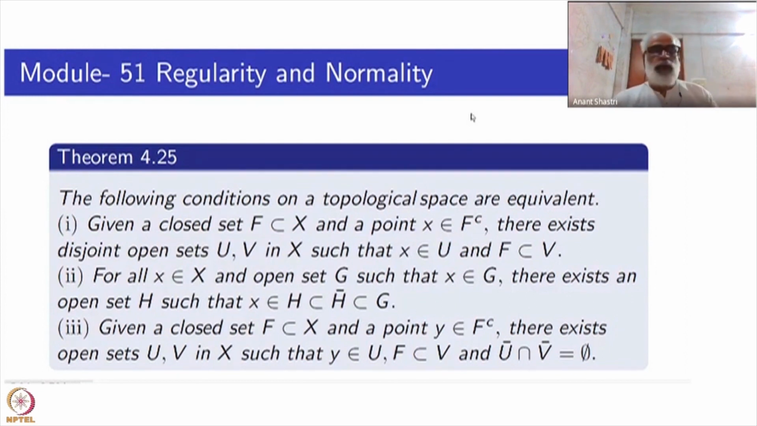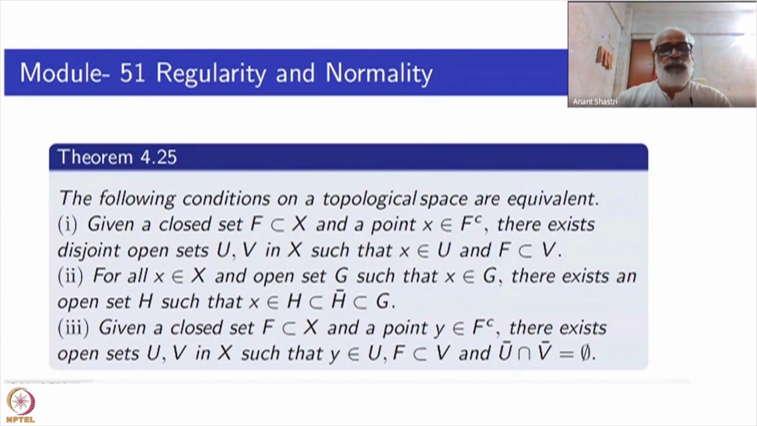As before in the case of Frechet and Hausdorff, I will first state a theorem which gives you a number of equivalent conditions and then make the definition that a space which satisfies any one of the conditions will be called regular or normal and so on. That is the general plan. So this theorem says the following conditions on topological spaces are equivalent.